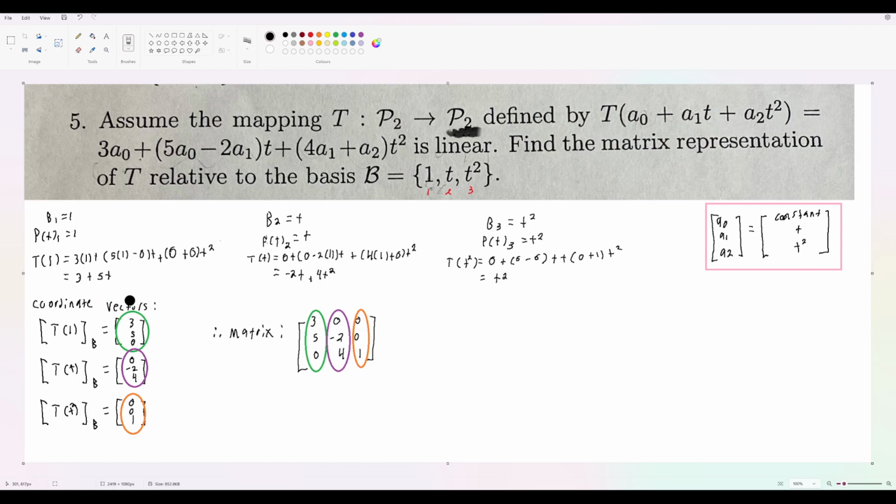Now we do our coordinate vectors for our transformation with respect to the basis B. For equation 1, we get 3 plus 5t, so that means we're going to get 3, 5, 0, because we don't have t squared. T of t with respect to B is negative 2t plus 4t squared, right? So 0, negative 2, 4. And t squared is equal to 0, 0, 1, because we only have a t squared. So we're going to combine that in order once again: 1, 2, 3, and that's our matrix.